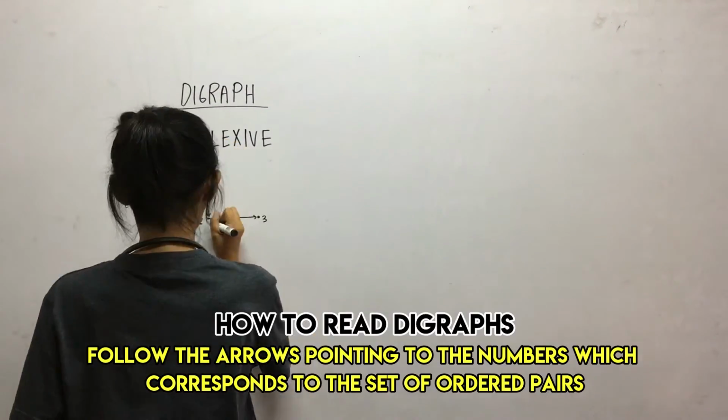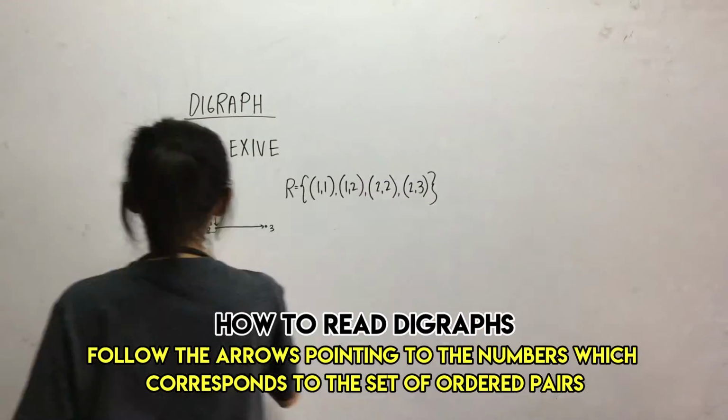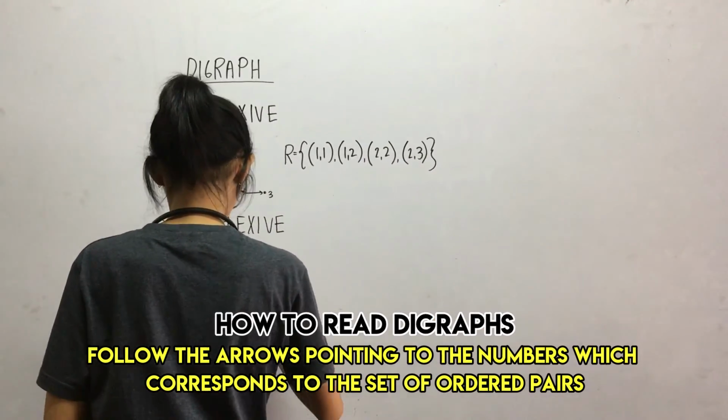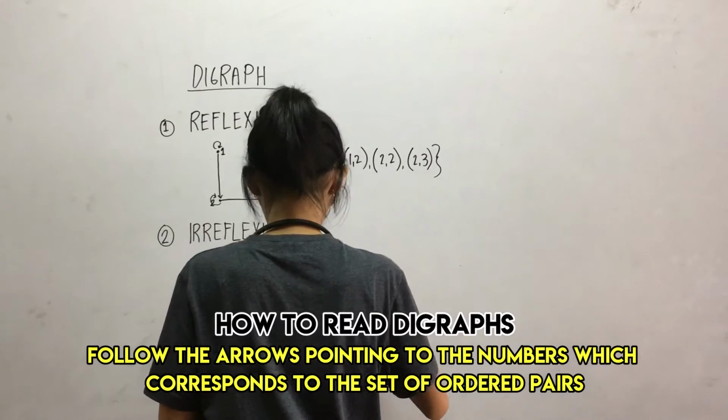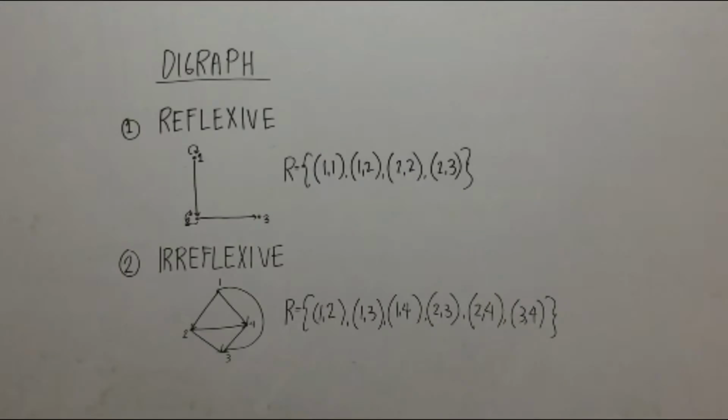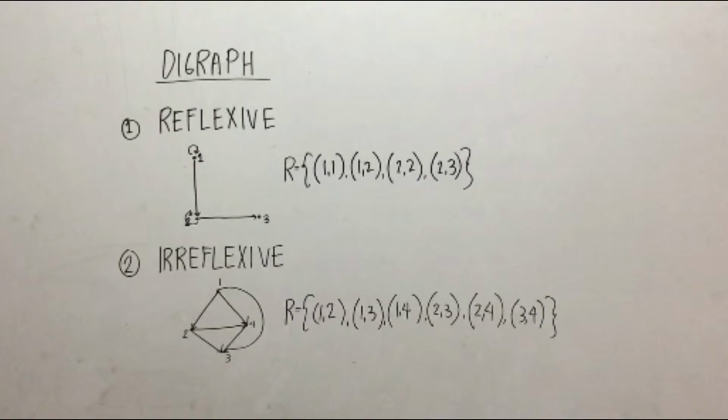Diagrams are pretty easy to make and follow. You just have to follow the arrows pointing to the numbers, which correspond to the set of ordered pairs. Here are examples. Let's start with number 1. See that arrow circling number 1? That makes the ordered pair 1 to 1. The arrow from number 1 to 2 makes the pair 1 and 2. The next pair, an arrow circling number 2, makes the pair 2 to 2. And lastly, the arrow from 2 to 3 makes the ordered pair 2 and 3.